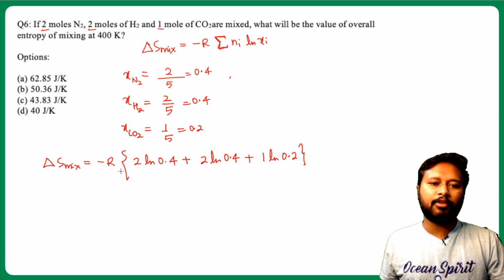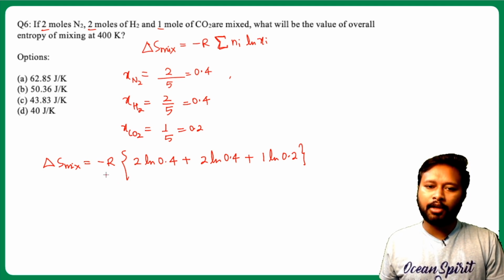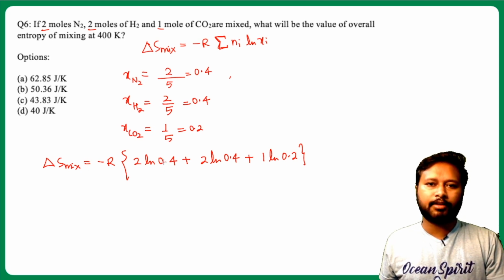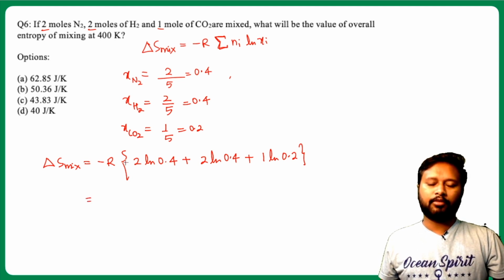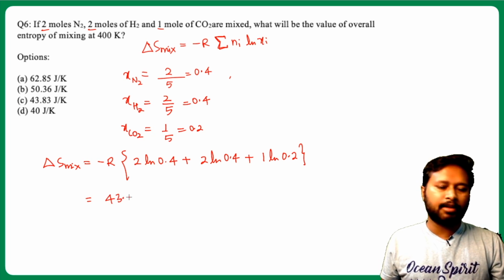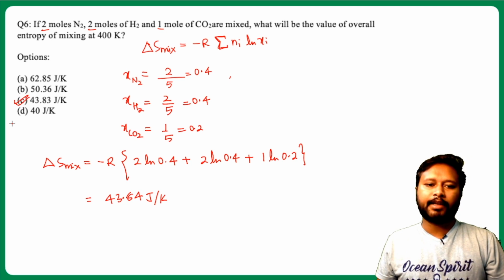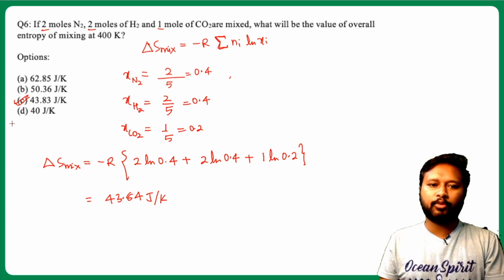Just substitute the value of R because you need the answer in joules per Kelvin. So R will be 8.314. Use your calculator to do this further, and that's how you are going to get the answer. I'm not going to write it down, you can use your calculator to do it quickly. I have done it already, and my answer was coming as 43.84 joules per Kelvin. That makes option number C the correct option. This is how it has to be done. Let's go to the next question.